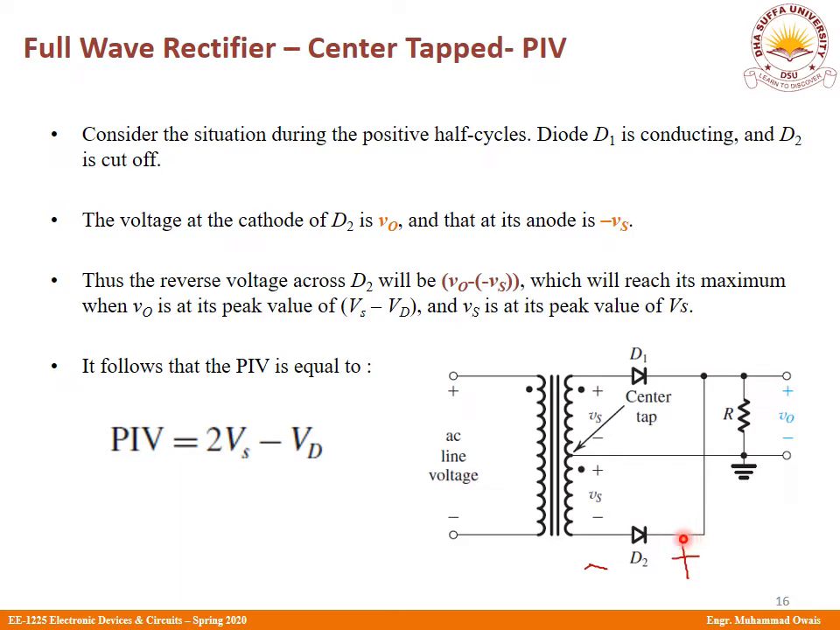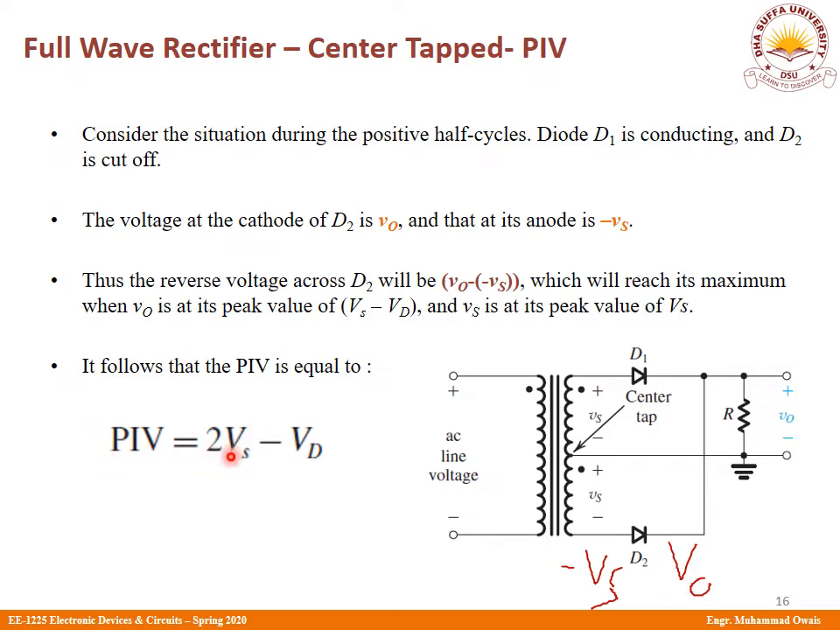What will be the value at this point? If you pay attention, you will see this point is connected to the output voltage, so this voltage will be nothing but my output voltage. So this is my Vo, and this is minus Vs. So peak inverse voltage will be given by Vo minus (minus Vs), which is Vo plus Vs. And this Vo is nothing but Vs minus Vd. If you put it into this relation, you will simply get 2Vs minus Vd. This is the peak inverse voltage of a full wave center tap rectifier.